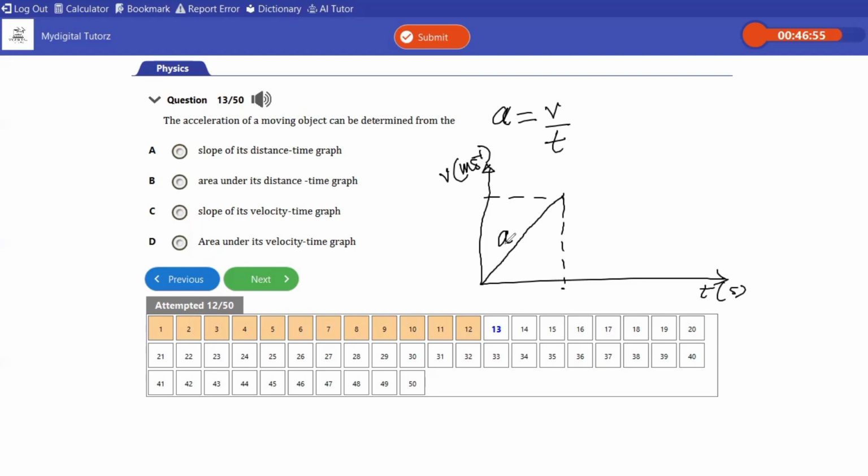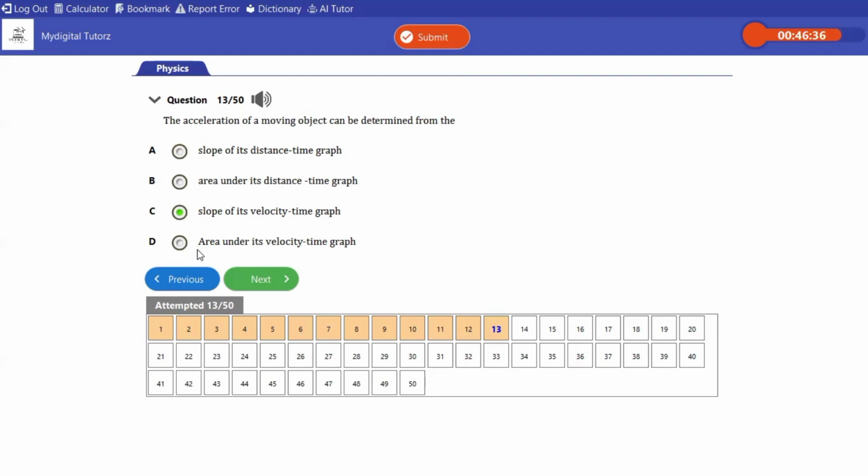So your slope is used to determine the acceleration. The acceleration of a moving object can be determined using the slope of the velocity time graph. Are we together? So the correct option here is option C. Option C. Are we together? So please, hope you are following. If you're not following, just pause it and go back a little bit and watch it. Trust me, you are going to understand it.